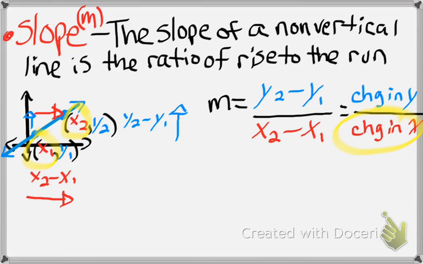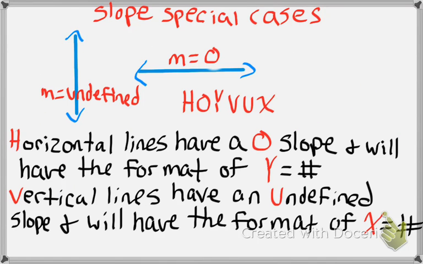Okay, so this was a reminder of what constant rate of change and slope was. Now we're going to do some examples. Oh, I lied. Got to talk about the special cases first. Alright, so we have 2 special cases for slope.